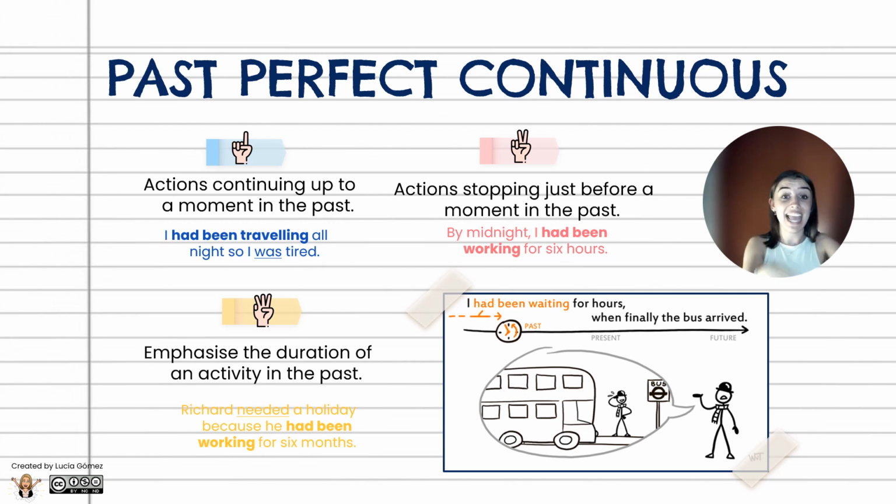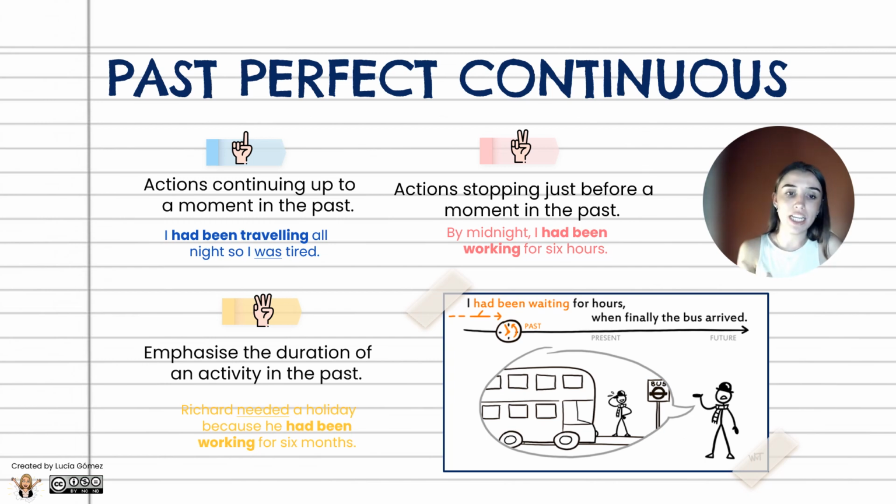Es decir, ese había estado trabajando se refiere a una acción que estuvo en progreso en el pasado anterior del pasado, porque el verdadero pasado simple es needed, él necesitaba. Ahora Richard es una persona nueva y bueno, quizá incluso esté en el paro y no necesite vacaciones porque no haya trabajado. Okay, that's the connection.